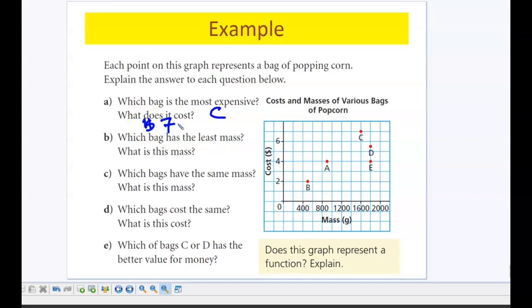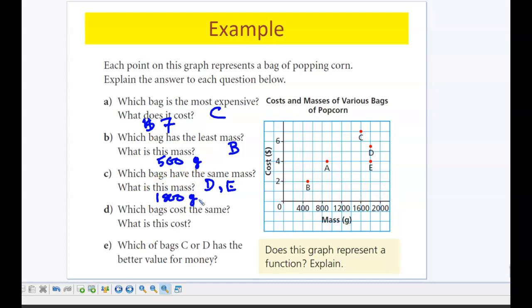Which bag has the least mass? Well, the least mass looks like it would be bag B. And what is that mass? Well, it seems every 2 lines is 200, so it looks like it's halfway in between 400 and 600. So it would be approximately 500 grams. Which bags have the same mass? Well, bags D and E have the same mass, and that mass would be 1,800 grams.